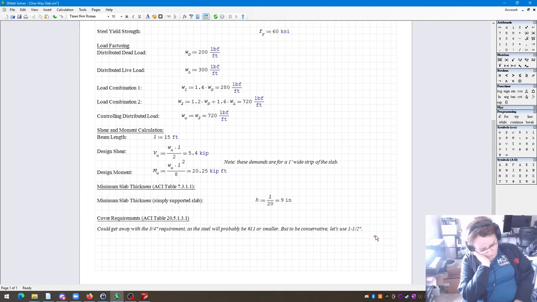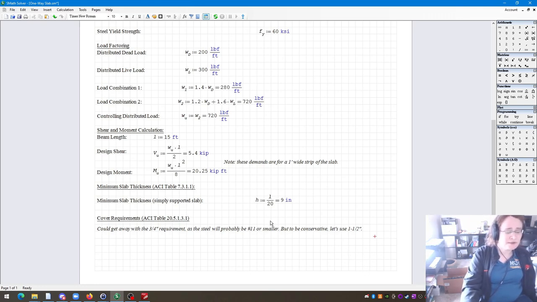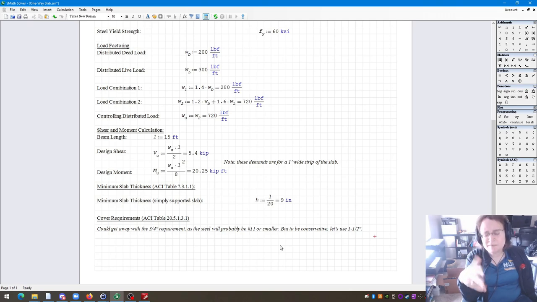Okay. Now, the tricky thing about this is that we need to determine our reinforcement, but we won't know the exact depth until we actually get our bar size. Because again, the depth D of a beam comes down to exactly where the center line of the bar is. We're not going to be able to know the exact value until we go and actually select a bar size.